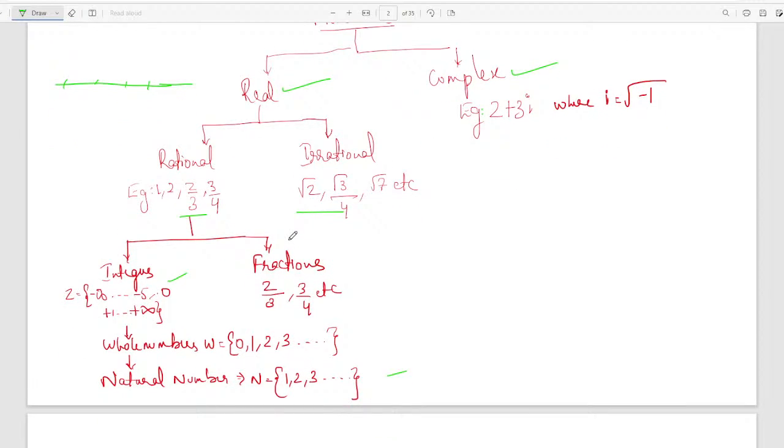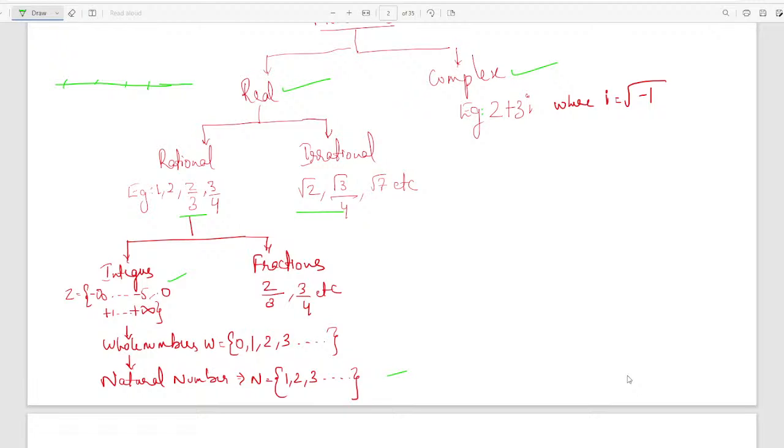In integers, we have minus infinity to plus infinity. Fractions can be represented by p by q, where p is an integer and q is also an integer. Whole numbers are those integers which start from 0 and go 1, 2, 3, 4 till plus infinity. Whole numbers don't have negative numbers. And then we have natural numbers, where 0 is not there. These are the numbers we can count, 1, 2, 3, 4 and so on.